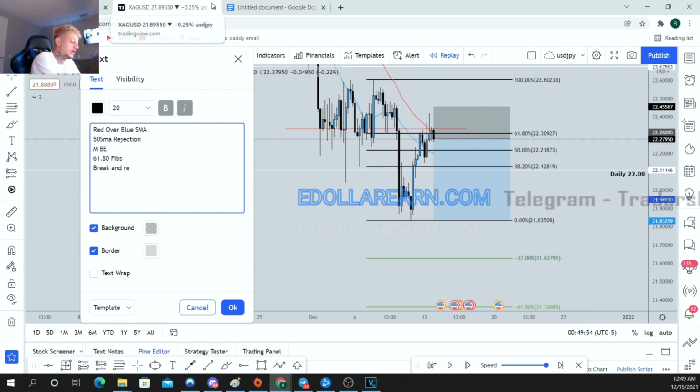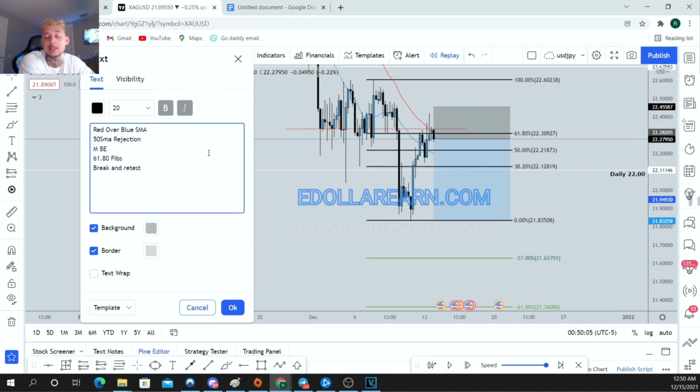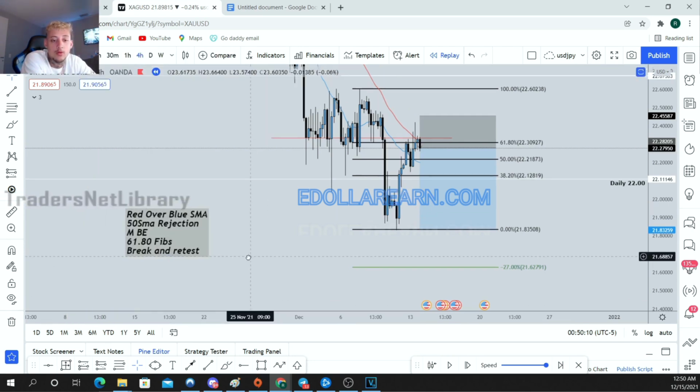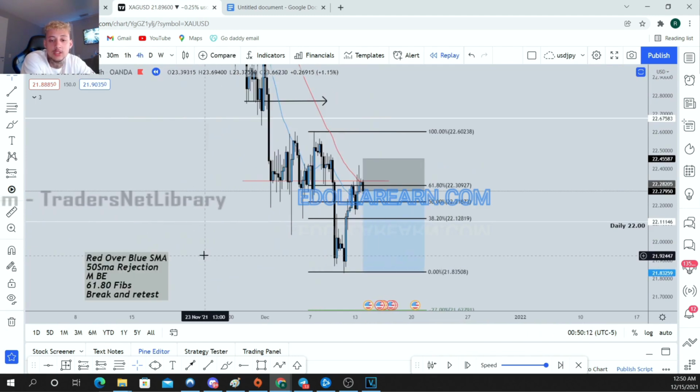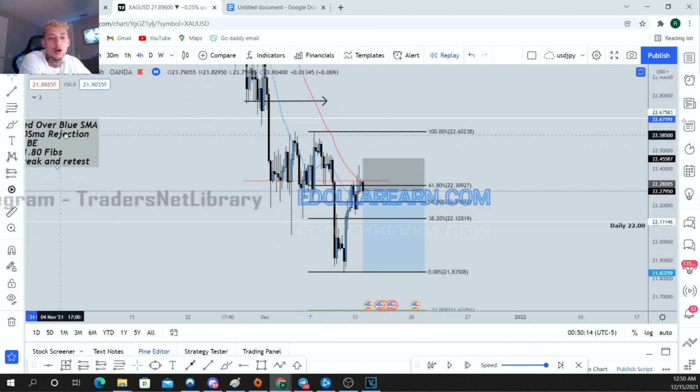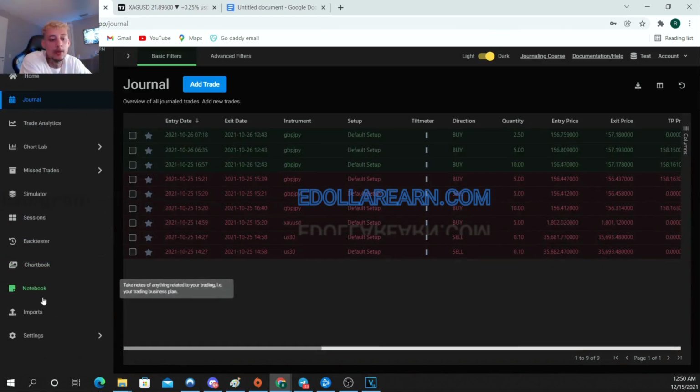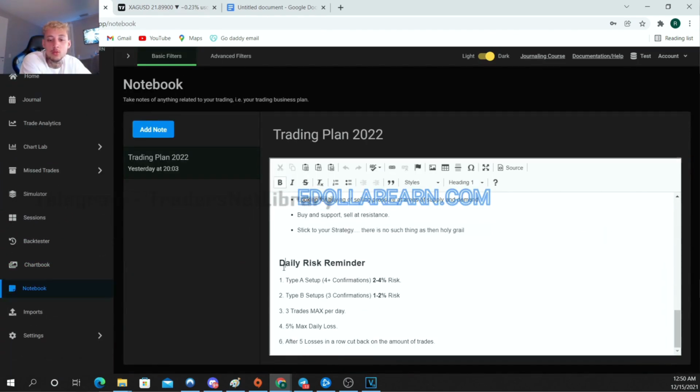Now we have about five confirmations, all within this same 4-hour time frame, meaning that it is a type A setup. It is a high probability setup, right? So what we're going to be doing is actually taking a screenshot of our position. Now, going back to my specific trading plan, when I have a type A setup, meaning I have 4+ confirmations, I'm going to risk 2 to 4% on this trade.